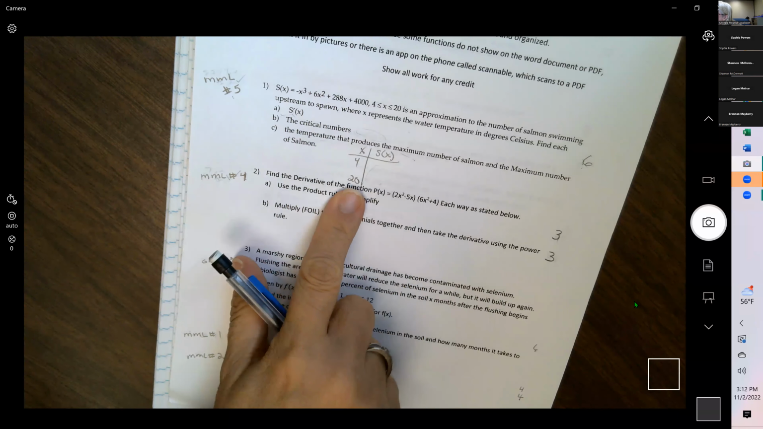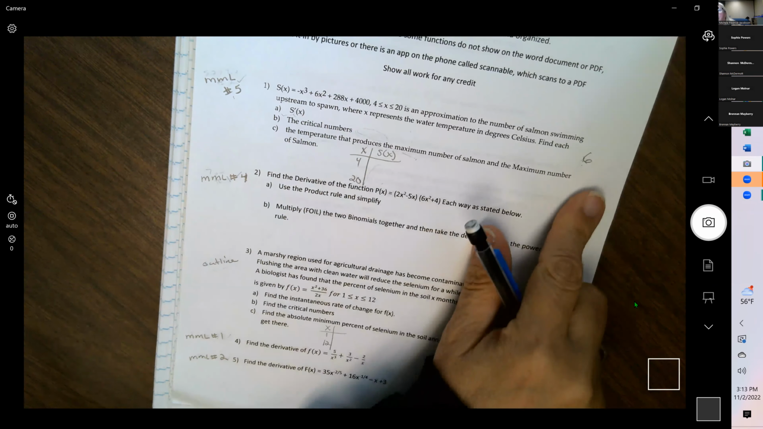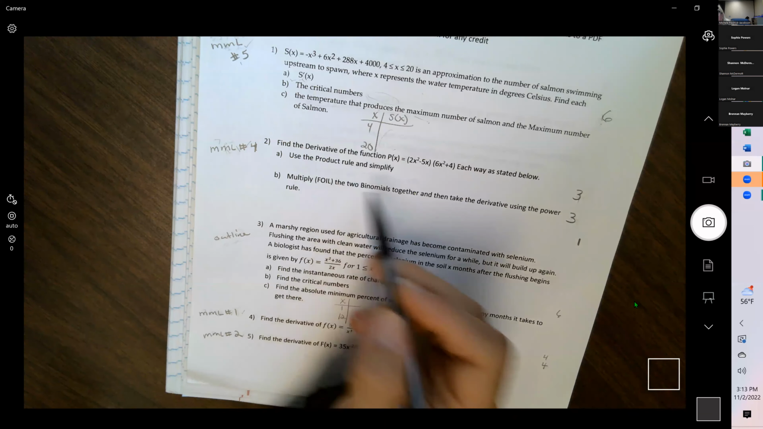You need to show your table. It's part of the points. This number on the end here is just how many points the problem's worth. So this whole thing is 6 points. Number 2 is similar to My Math Lab number 4. Find the derivative using the product rule: first times the derivative of the second plus second times the derivative of the first. And then on this one, you want to FOIL it first and then take the derivative, to show they're the same answer.